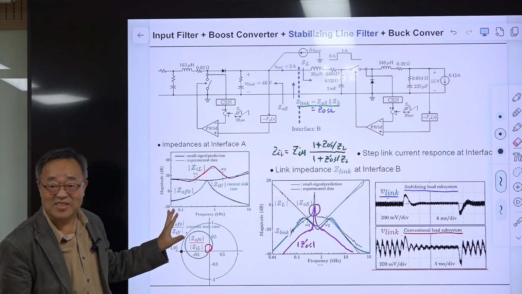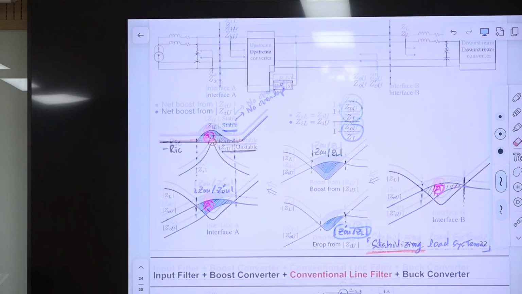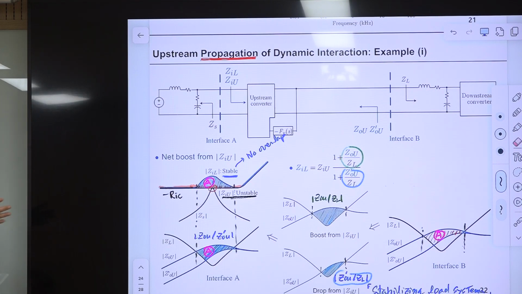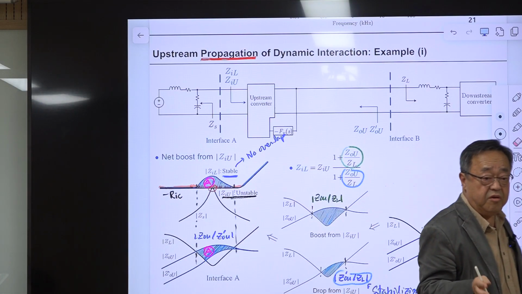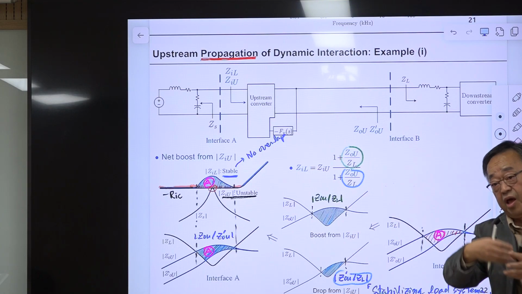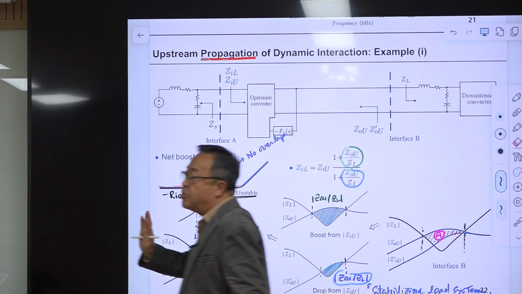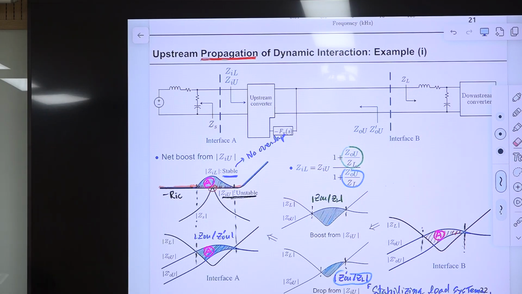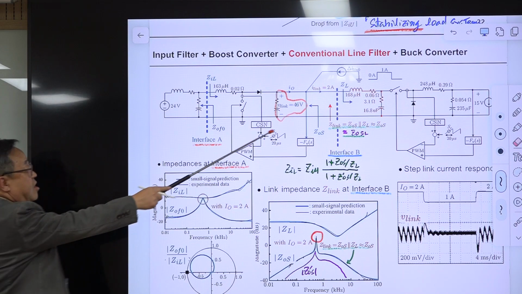Try to understand this, all right? Okay, let me summarize this. This is a very interesting example. By using this propagation of impedance overlap or subsystem interaction, we influence the dynamics of the upstream converter. We can stabilize the upstream converter by introducing some gap overlap by proper line filter design. The inside of this converter remains the same. We don't touch the inside of the converter. We cannot touch, and we don't want to touch. What we are doing is just redesigning this one.